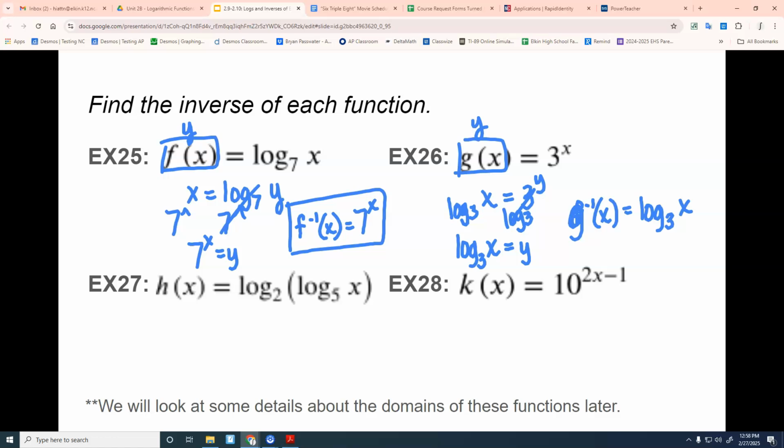Alright, 27 is going to get a lot crazier, right? We got double logs on this one. So the process, though, is still the same. Switch your x and y's. So you got x equals log base 2 of log base 5 of x. So you're trying to get that x by itself. You have to start furthest away from that x. So you need to start with that log base 2. How are you going to get rid of it?